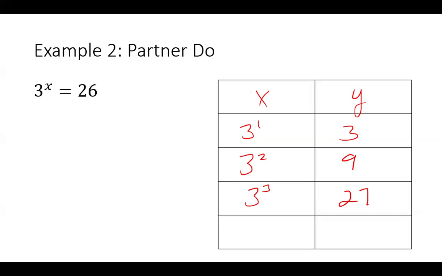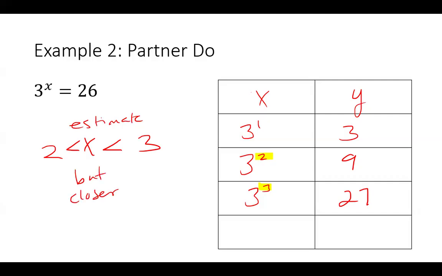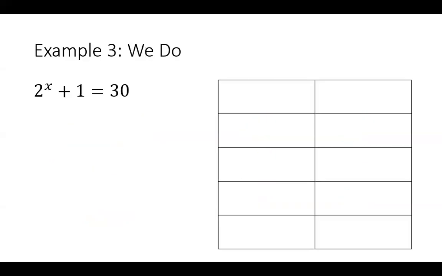All right, and I could stop. Did I need to keep going? No, I did not need to keep going. And that's because 2, 3 is where my x lies. And why is it there? Because somewhere in here is 26, right? All right, so we have x is greater than 2, but less than 3. That would be our estimated solution. Make sense? Okay, but it would be closer to 3, because 26 is closer to 27. Make sense? All right, third box.